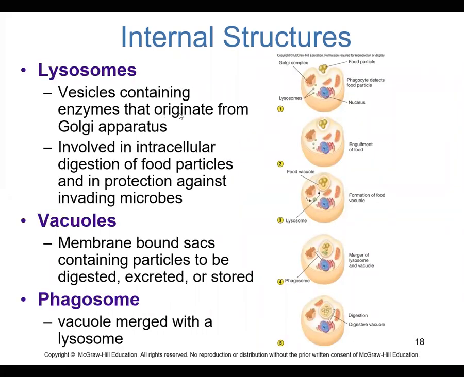Some of these vesicles inside of the cell are lysosomes. These have enzymes, again originating from the Golgi, and these are for the digestion of food or against invading microbes, because when phagocytes, your white blood cells, absorb bacteria, they put them into a vesicle. That vesicle will fuse with a lysosome. When it does that, we call it a phagosome. And then the enzymes inside of that vesicle will dissolve and break down the bacteria, or the food if it's food.